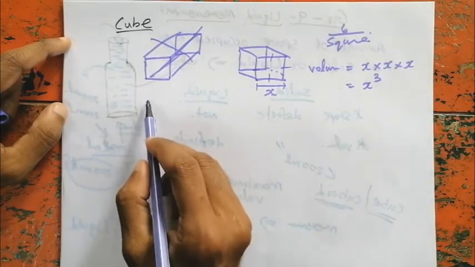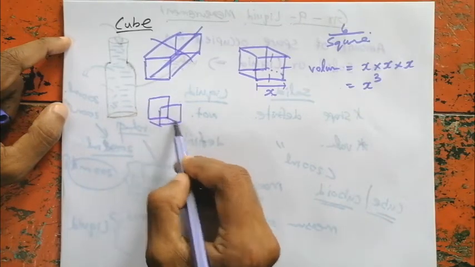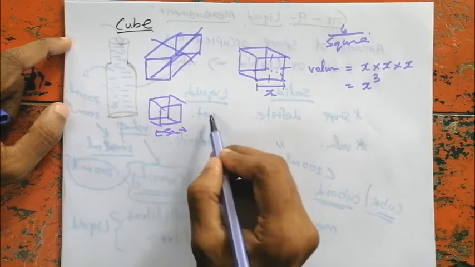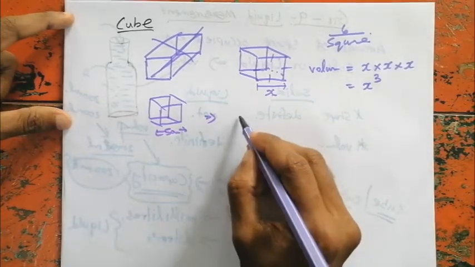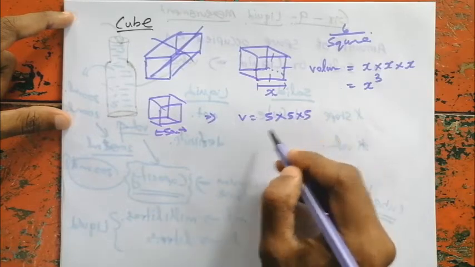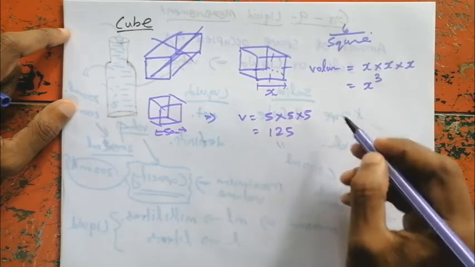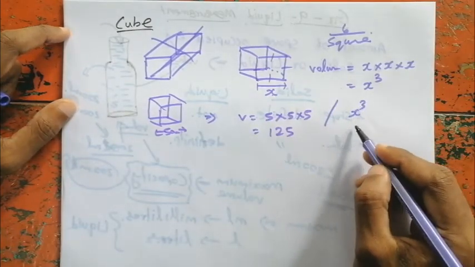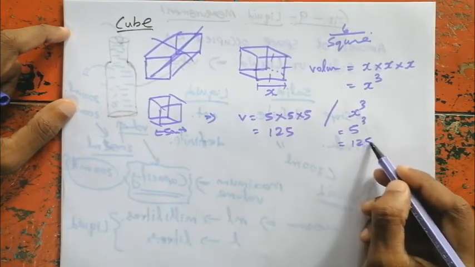Okay, so if you are given a cube with 5 centimeter length, the length is 5 centimeter. So what is the volume of this cube? Volume equals length into length into length. So 5 into 5 into 5. 5 into 5 is 25, 25 into 5 is 125. Or you can use x cube. x is 5, so 5 cube, which means 5 into 5 into 5, so 125.